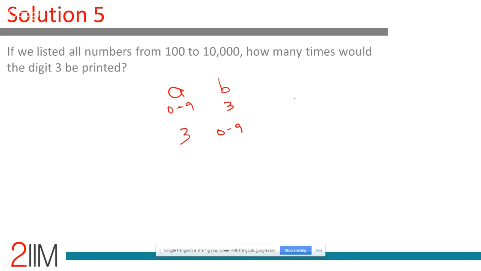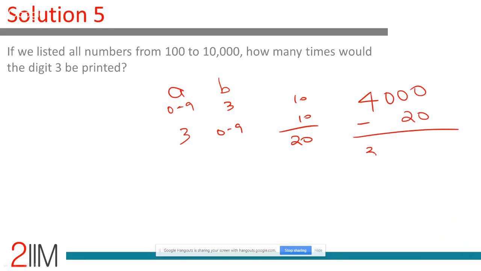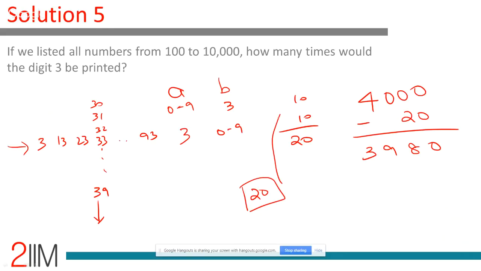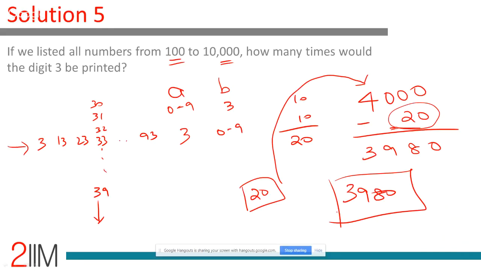This is 30 to 39, 10, plus 10, 20 times. Out of the 4,000 times, I should not account for this 20, or I'm looking at 3980. What is this 20? Effectively 3, 30, 23, 33, all the way to 93. 30, 31, 32, all the way to 39. 10 times the units place, 10 times the tens place. Those 20 times, I've counted them when a list is 4,000. But I should not be counting them because I'm worried only from 100 to 10,000. So I reduce this 20 to get 3980, which is the relevant number I should keep in mind for this question.